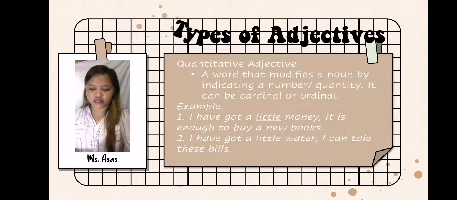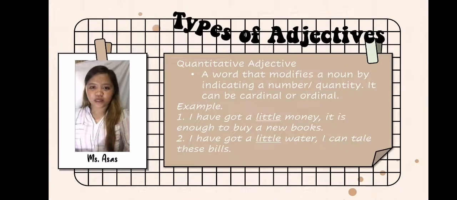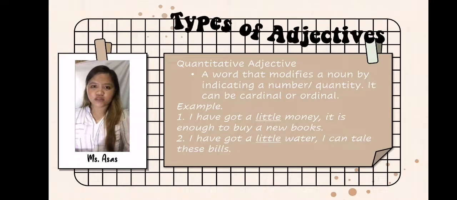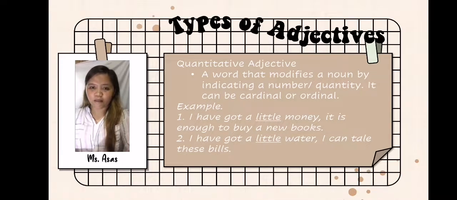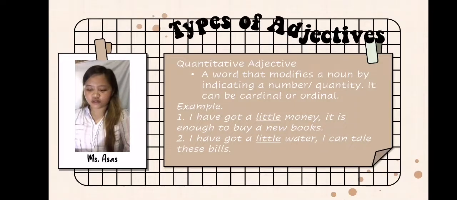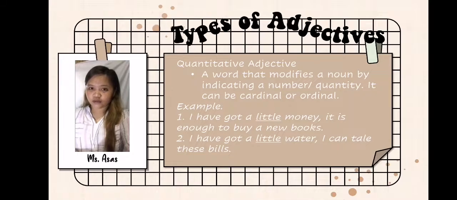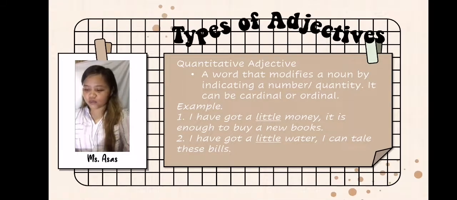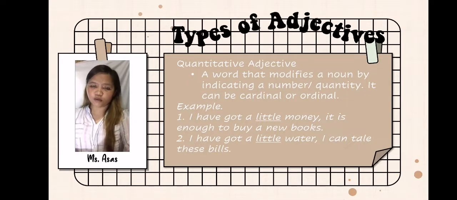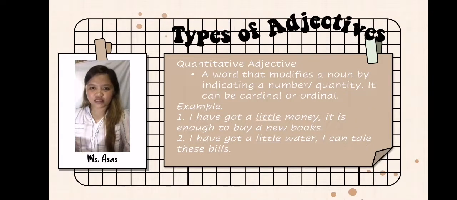I have got a little money. It is enough to buy a book. So, little is quantitative because it says a specific amount. Katulad nito, ang little, siya ay quantitative. The second example that I have is: I have got a little water, I can take this pill. So, little is the quantitative.